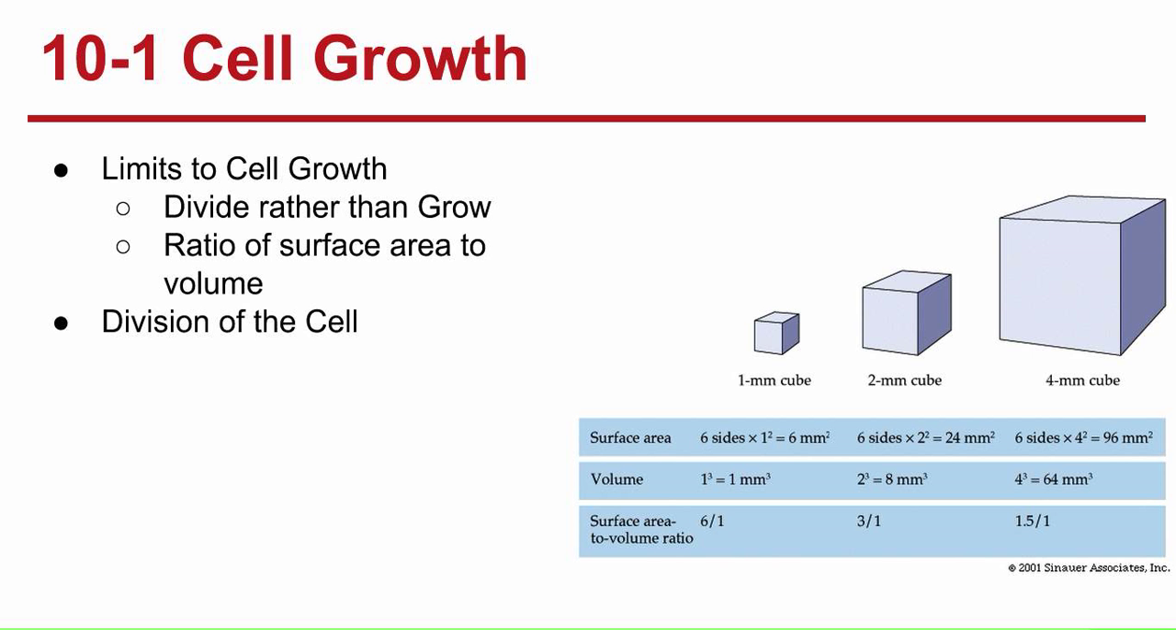Okay, and then division of the cell. So the cells, before they become too large, must divide and form two daughter cells. And each of these daughter cells is an identical version of the original cell. And before division, the cells must replicate all of its DNA so that each daughter cell can get its own genetic information. And this increases the surface area to volume ratio.